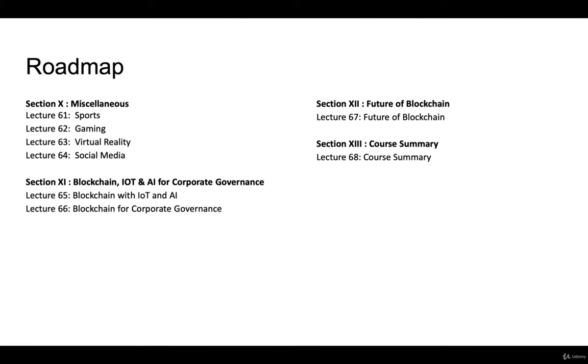In section 10, we covered a few miscellaneous cases which we could not fit into the earlier sections, where sports, gaming, VR and social media are covered. Section 11 is a very brief combination of blockchain, IoT and AI and how it can also help in corporate governance. In section 12, we have given a very brief future of blockchain, because you should be aware of where blockchain is going to go, and whether it will really be there. To tell you the truth, definitely blockchain is going to be there, and we believe that blockchain is going to be majorly adopted everywhere by 2025.